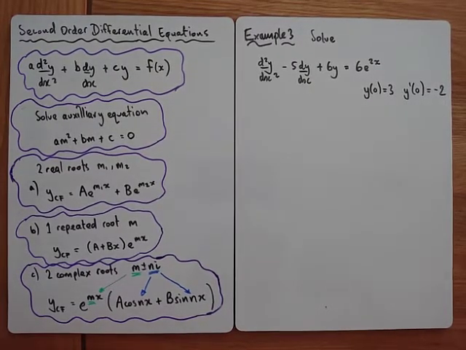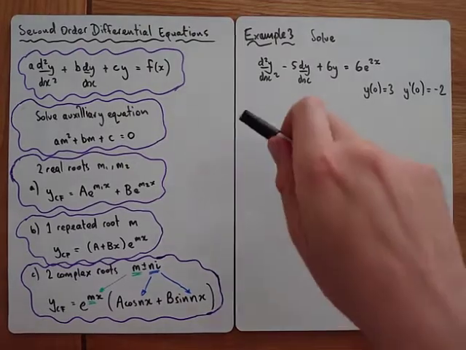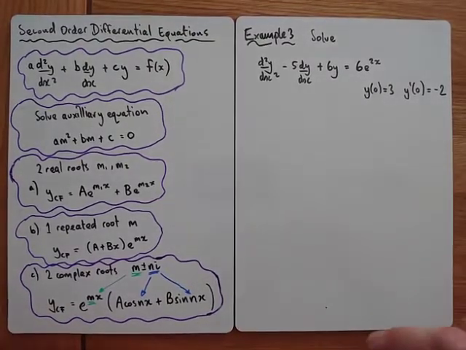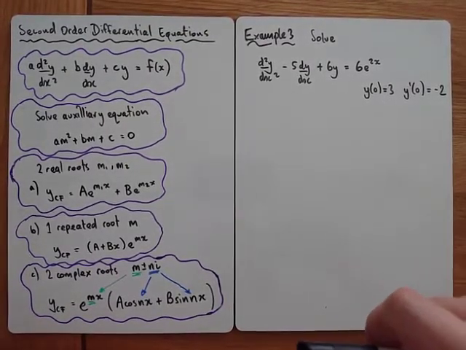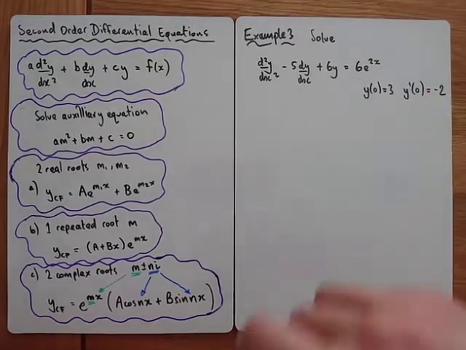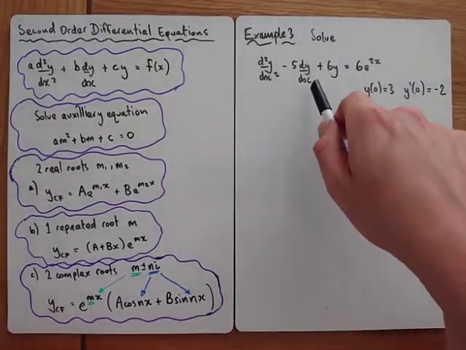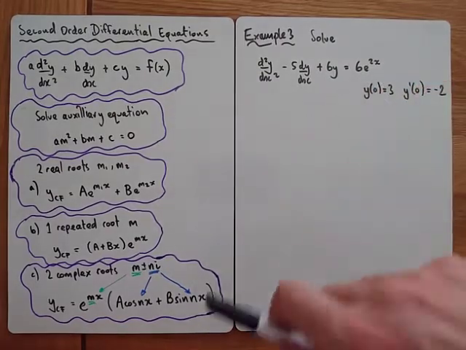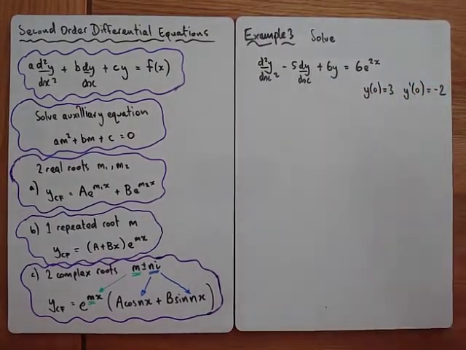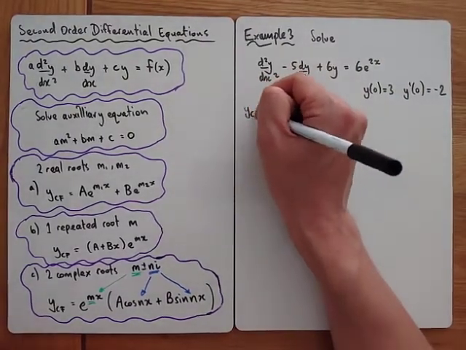In this video, guys, we're going to look at two more examples on second order differential equations, with slightly awkward particular integrals. Let's start with example 3. We've got d²y/dx² minus 5 dy/dx plus 6y equal to 6e^(2x). We're also given conditions so we can find the particular solution, not just the general solution. Let's start with the complementary function.